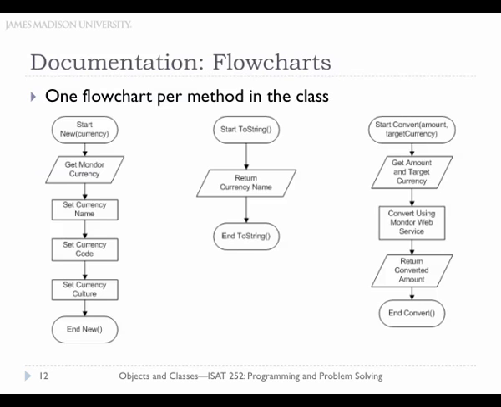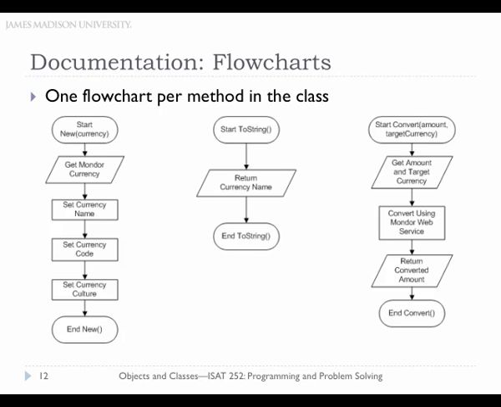The next step of documentation is to do flowcharts. You should do one flowchart per method in your class. In this class we have three methods. We have the new method, which is the constructor, which creates a new instance of our class. We have the toString method, which returns a string representation of our class. And then we have the convert method, which you can see I put the parameters in this case, amount and target currency. The convert method converts some amount of money into a target currency of another type.